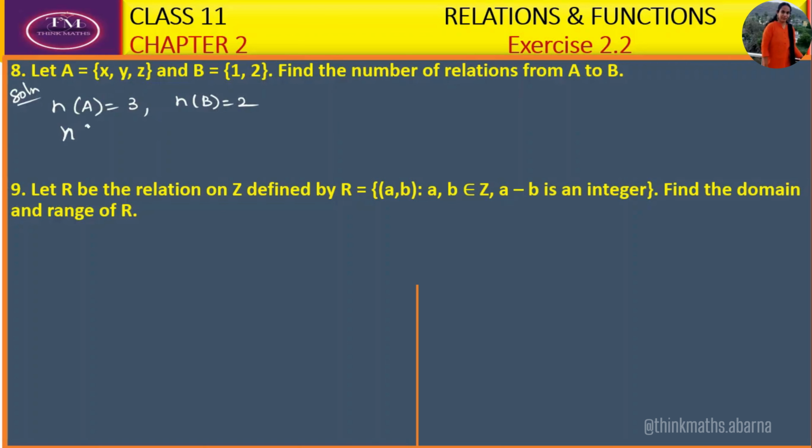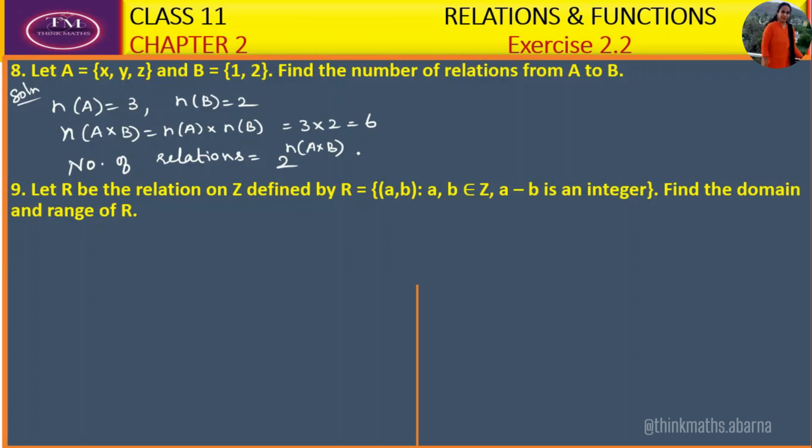So, how many elements in A cross B? It's nothing but n of A into n of B. So, it is 3 into 2, which is 6. Therefore, number of relations is nothing but 2 power n of A cross B. This is the form. So it is 2 power, what is n of A cross B? 6. So what is 2 power 6? You have to multiply 2 6 times. If you multiply this, you will get 64. So you will get 64 relations for the set A and B.